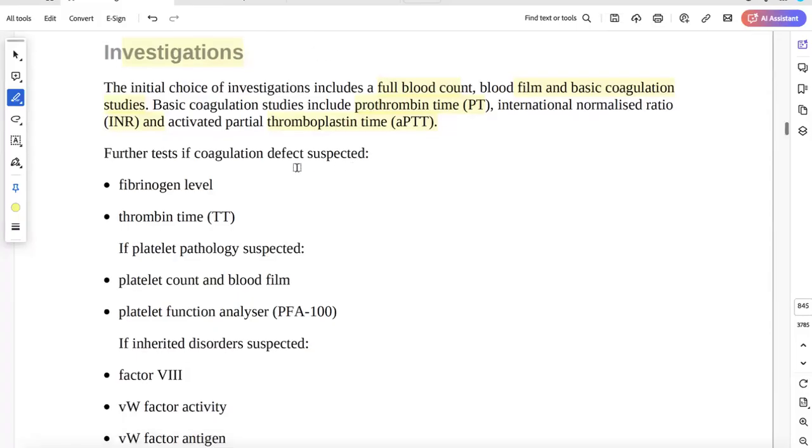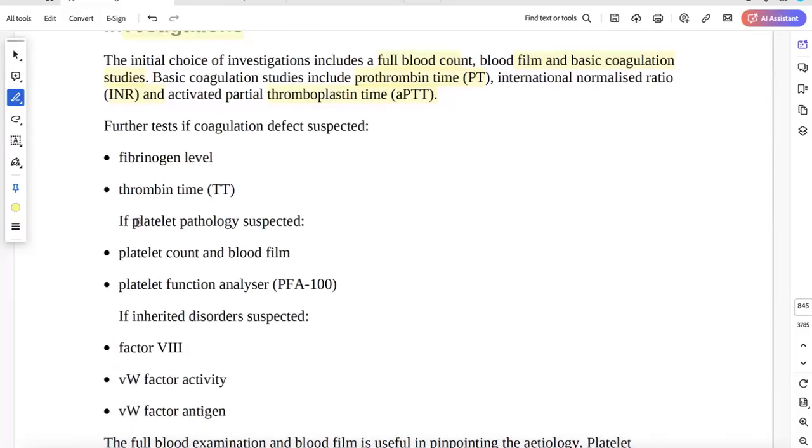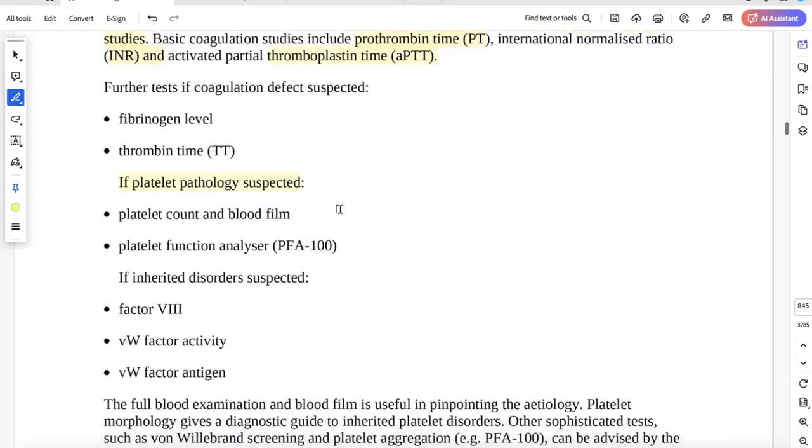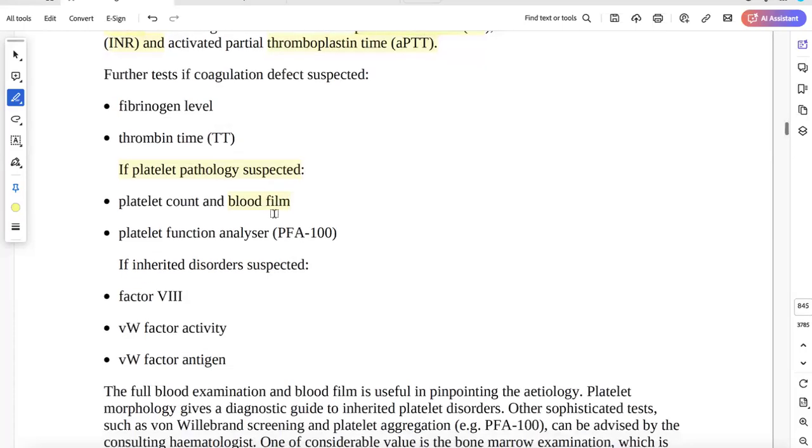Now, when we suspect that, let's say there is a low platelet count, what would you do next? If there is a low platelet count, you look at the blood film. That means the peripheral blood film, to check for any kind of abnormality, like if the platelets look bigger or any abnormal size. To check for any functional abnormality, we do the platelet function analyzer.